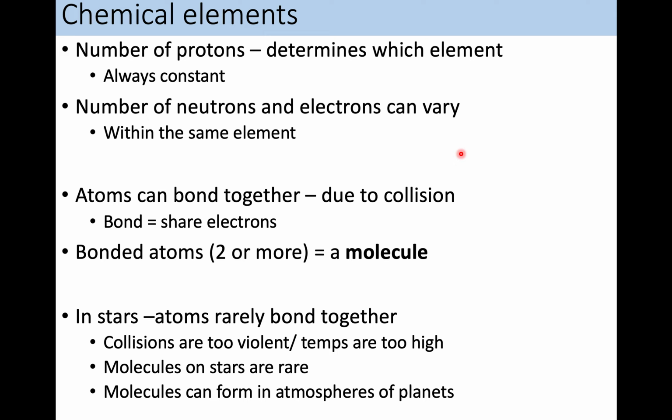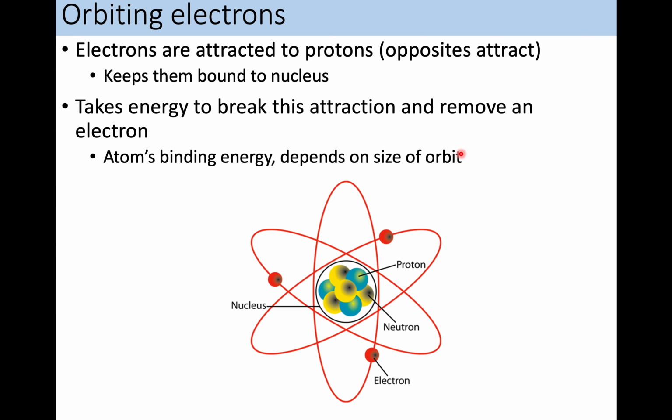For example, in our atmosphere, we have H2O, water, and CO2, that's 1 carbon and 2 oxygen. H2O is 2 hydrogen, 1 oxygen. Those atoms are able to collide and bond together, creating molecules, really only in atmospheres.